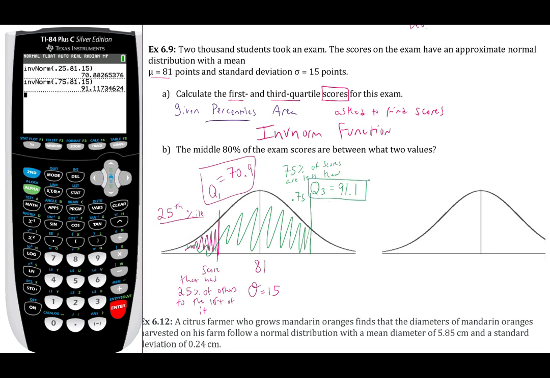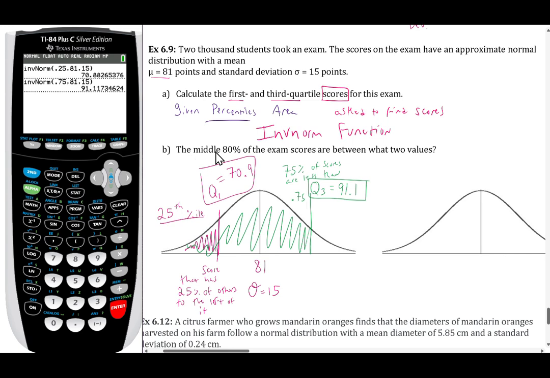Now, if you have one of the newer calculators that has the left, right, center, you could also have chosen to just change it to the right tail and use 25% as well. All right, so there's the two values for the first and third quartiles.